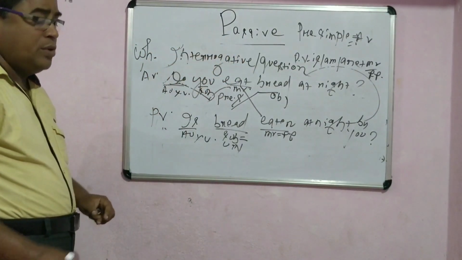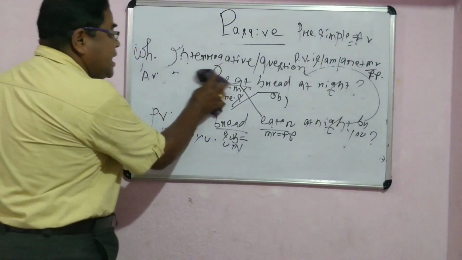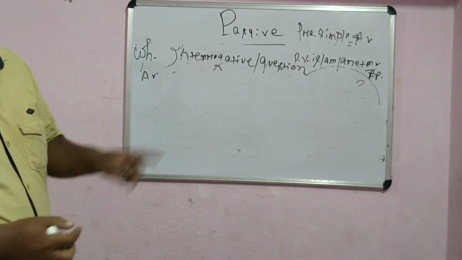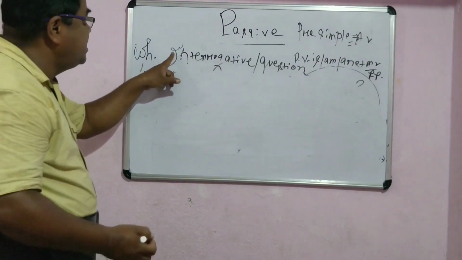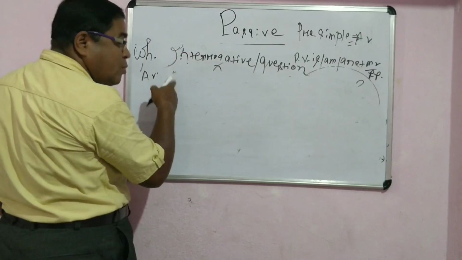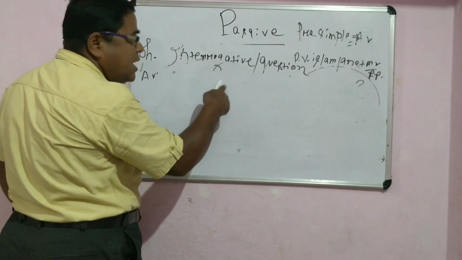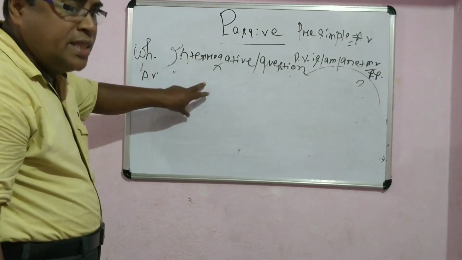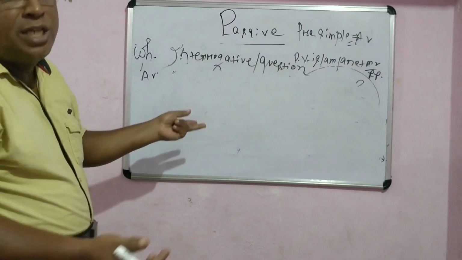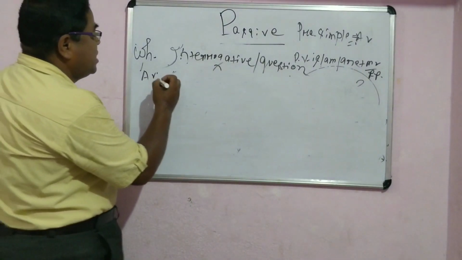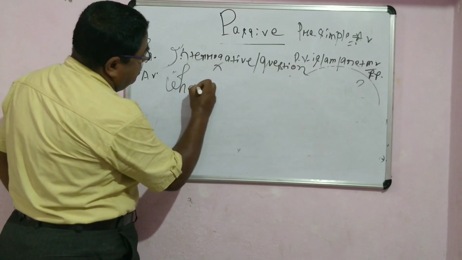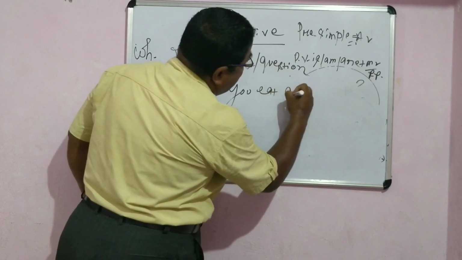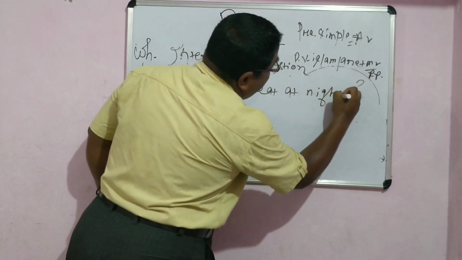So what is WH interrogative? WH interrogative means your interrogative sentence or your question should start with a WH pronoun, just like what, which, who, when, how, where, etc. When we put these WH pronouns at the beginning of sentences, they make a WH interrogative or WH question. If I ask you, what do you eat at night? What do you eat at night?